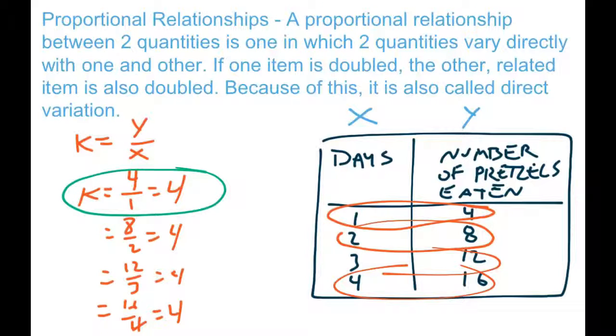Now, another way to think about that, other than y over x, is to go back to what we did before. What am I multiplying this by to get that? I multiply by 4. Okay, that's also the constant. So I can think about it as what I am multiplying the x value by to get the y, or I can think about it with this y over x.